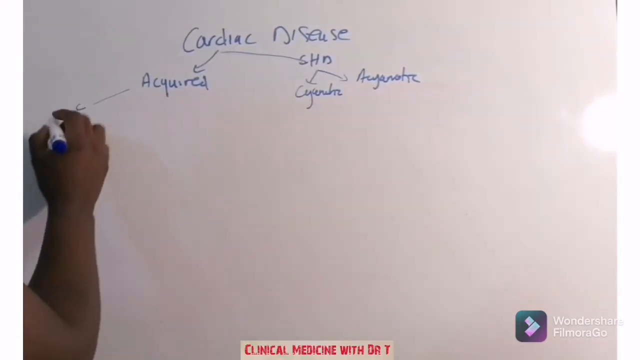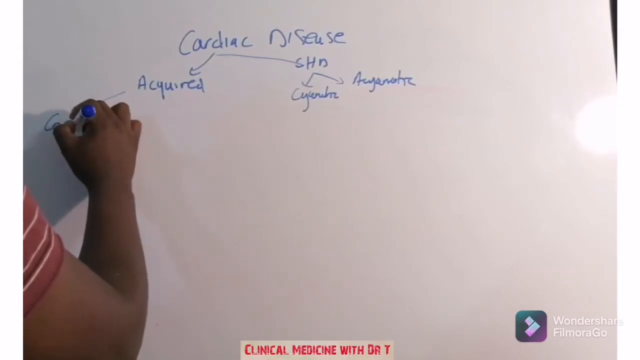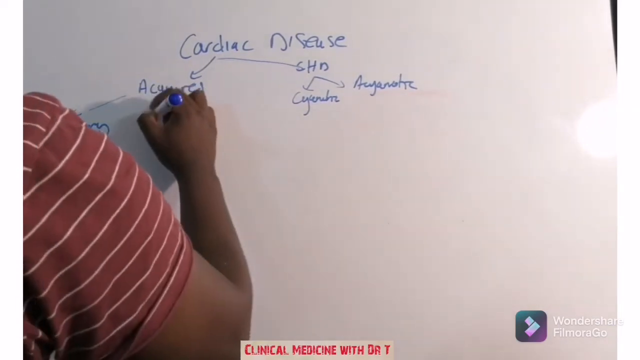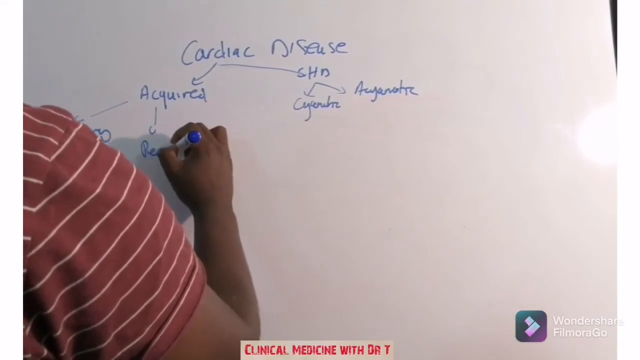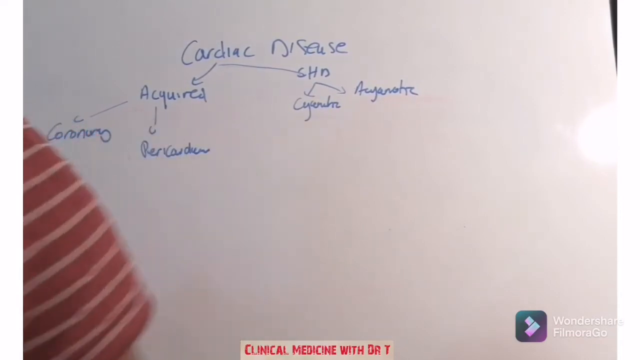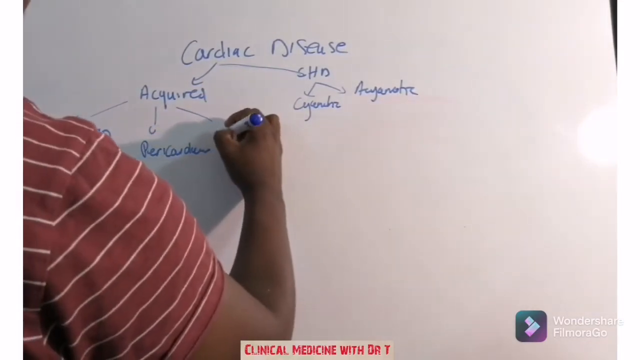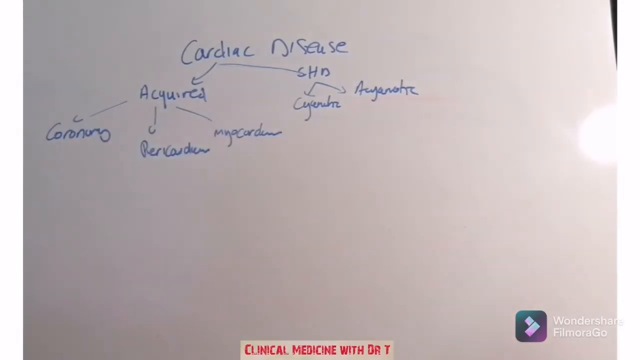So we did talk about the diseases that affect the coronary in the first video, and then we spoke about the diseases that affect the pericardium. Now we're going to be talking about the conditions that affect the myocardium, right? So if you haven't watched the first video, please make sure that you go and watch that video.